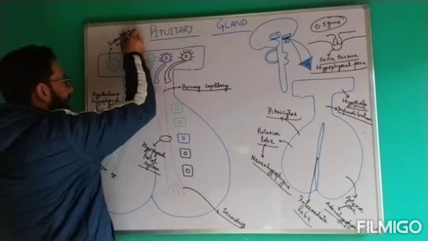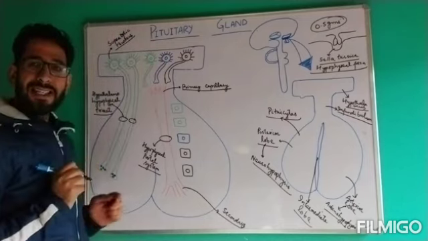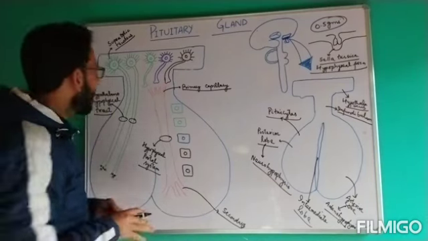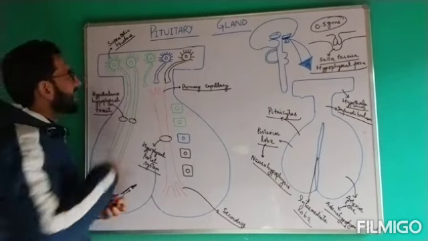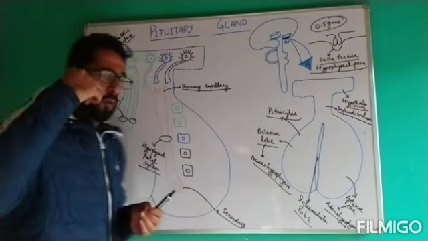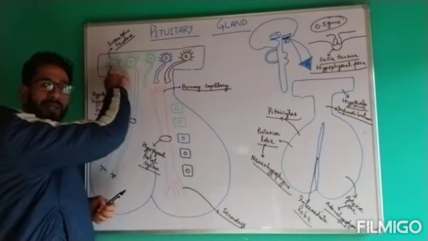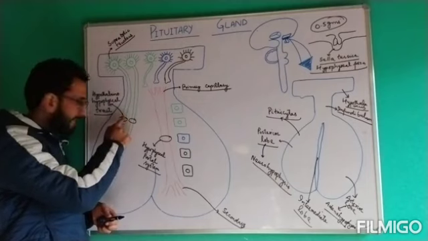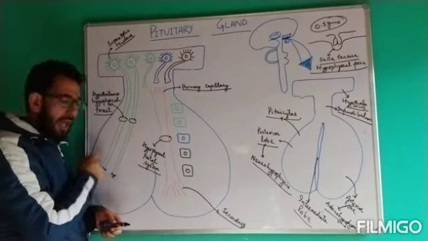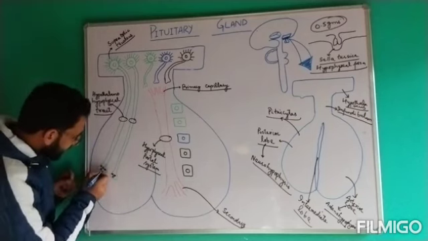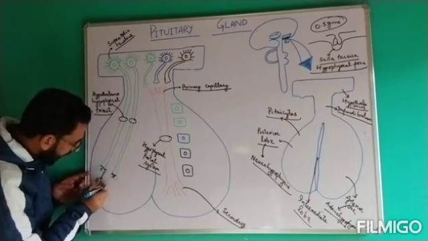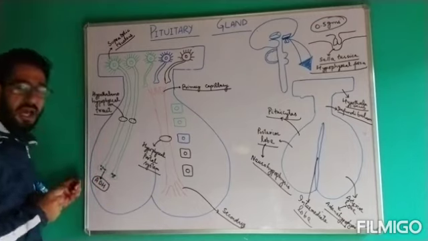Supraoptic nucleus. The supraoptic nucleus is present in the hypothalamus, and it synthesizes a special hormone. That hormone is synthesized right here, then sent down through these axons and stored here in the axon terminal. The hormone that is secreted here is called antidiuretic hormone, that is ADH.